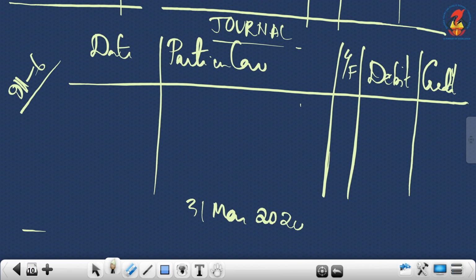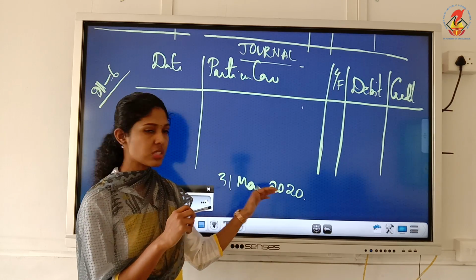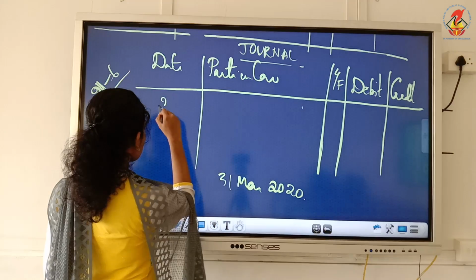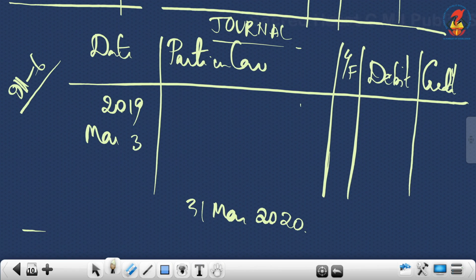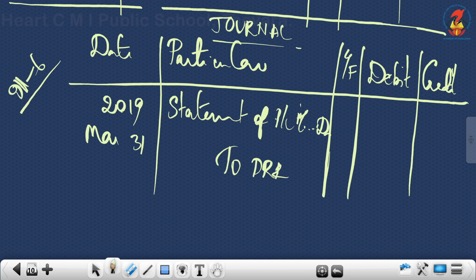Okay, redemption is 31st March 2020. DRR must be created well in advance. That means before 31st March. Before this date means 31st March 2019 we will create DRR. From where will you take the amount? From statement of P&L, which is given there. So statement of P&L account debit to DRR.